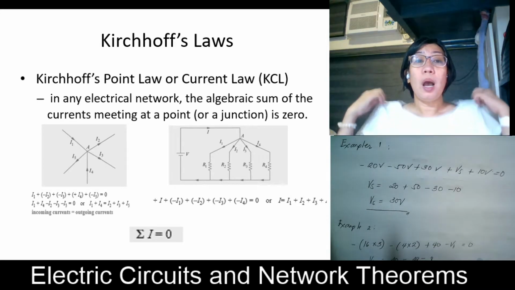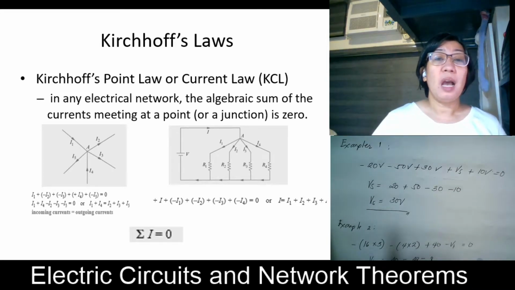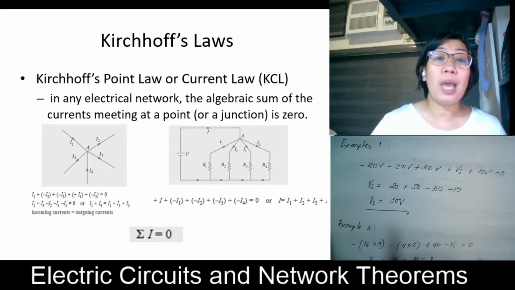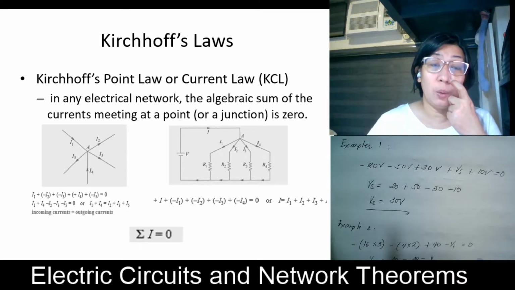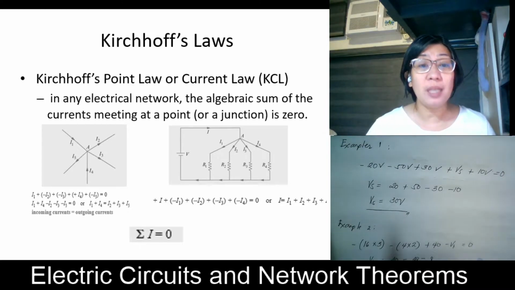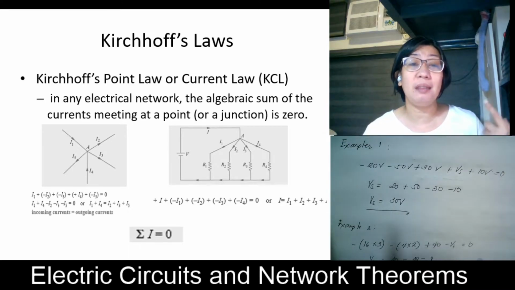Okay, so that will give us a formula wherein we have summation of current is equal to 0. Okay, so the total current leaving a junction is equal to the current entering that junction.